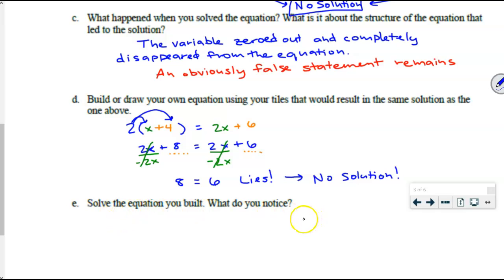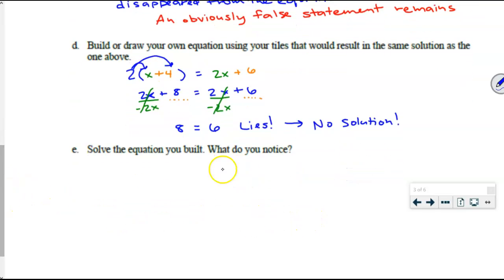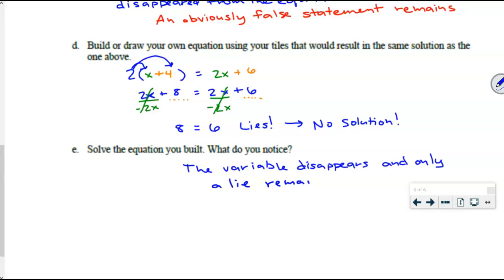So solve the equation that you built. What do you notice? Well, what I noticed is we end up with another lie. The x's disappear, and we are left with a lie. The variable disappears and only a lie remains.